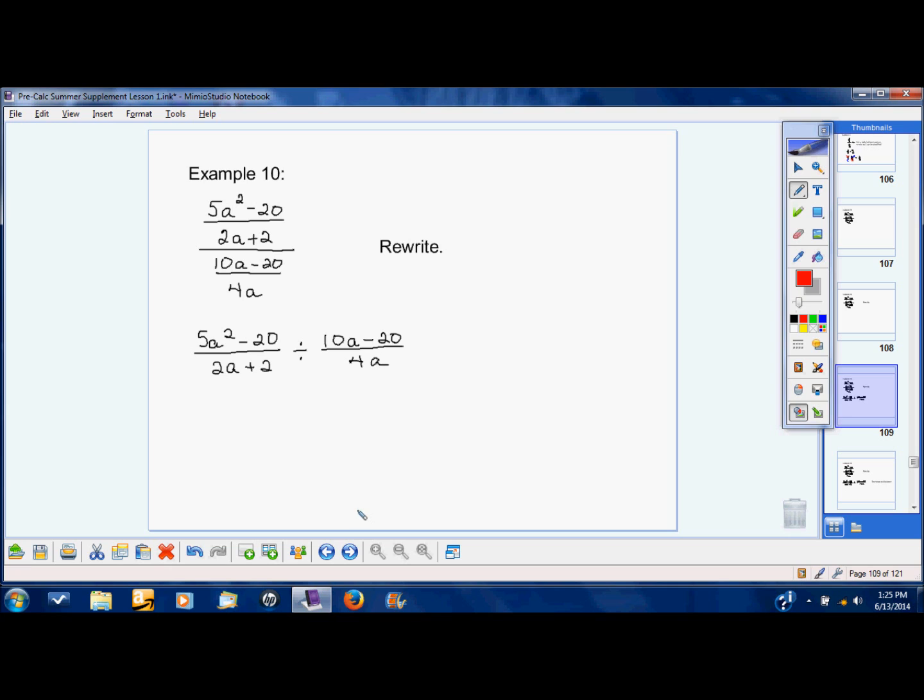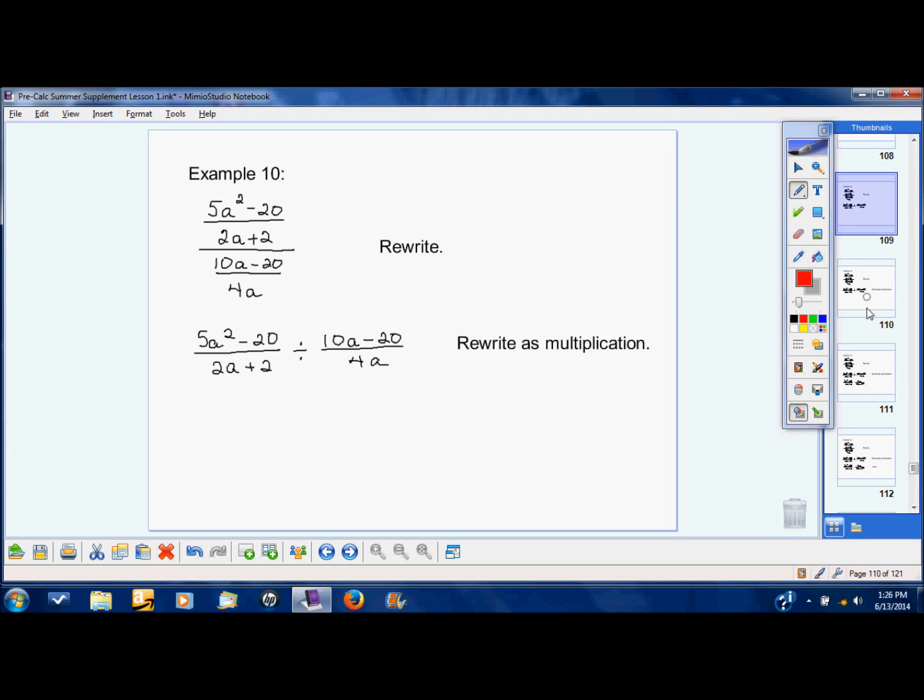Please be careful with these things. Writing this step is important so that you don't confuse yourself and accidentally come up with a wrong answer. So now that we have it as a division sign, you can change it to multiplication and flip that thing over. Okay, so rewrite it as multiplication. So we have one rewrite and follow it up directly by a second rewrite.